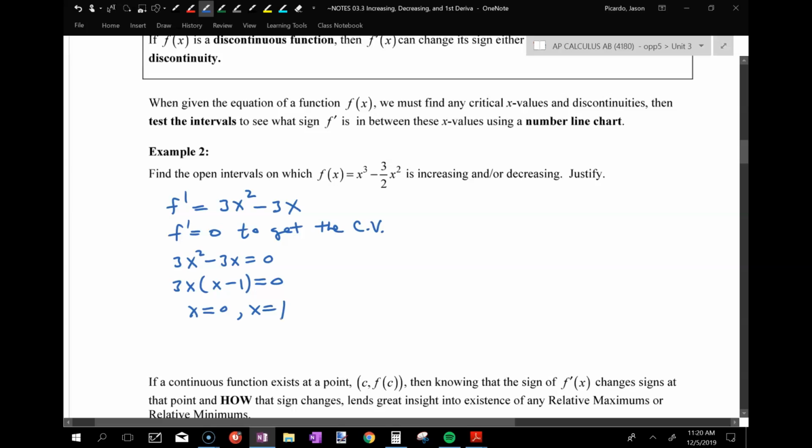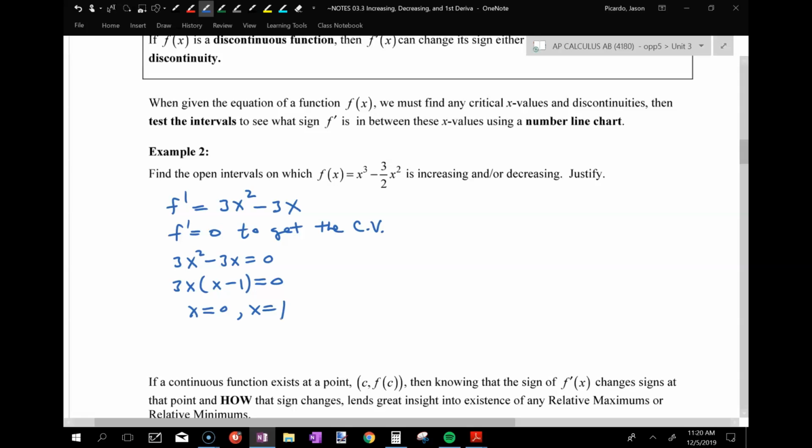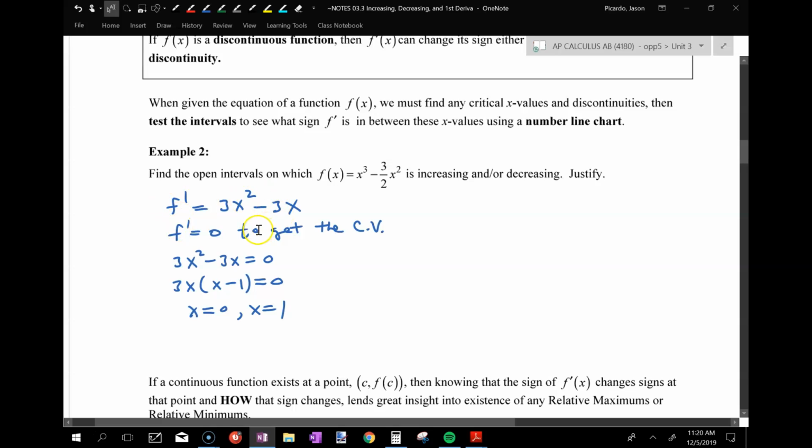All right, so at 0 and 1, I have some critical values. Do we know what this looks like graphically? What would this look like graphically? It would be a parabola with roots at 0 and 1, right? Okay. So I'm going to give you a sketch of the derivative, right? That's a sketch of the derivative. No doubt about it.